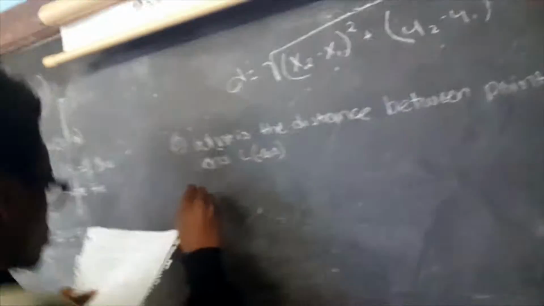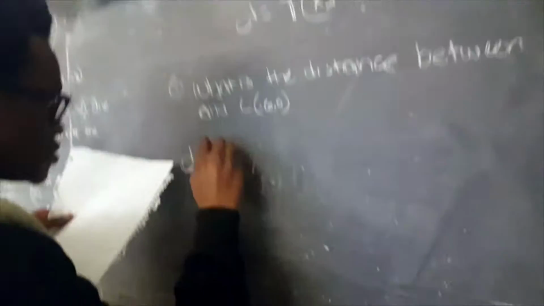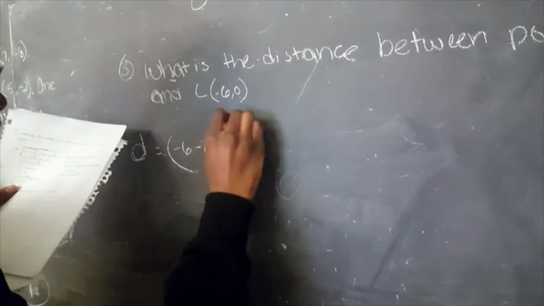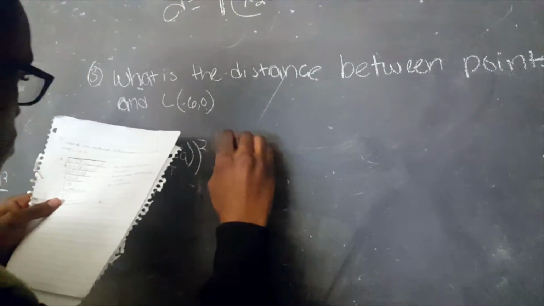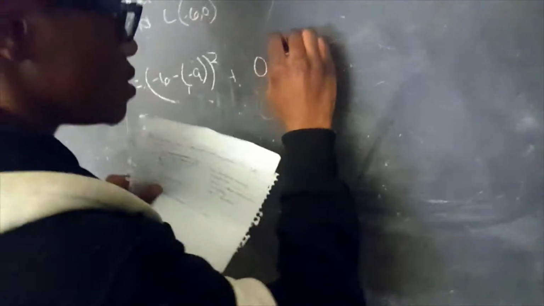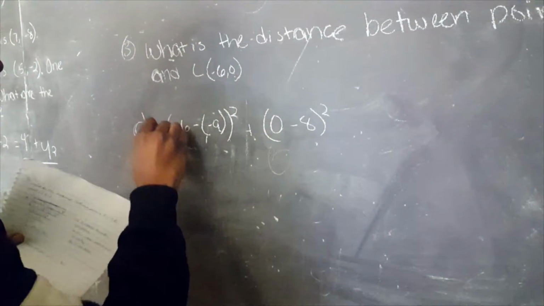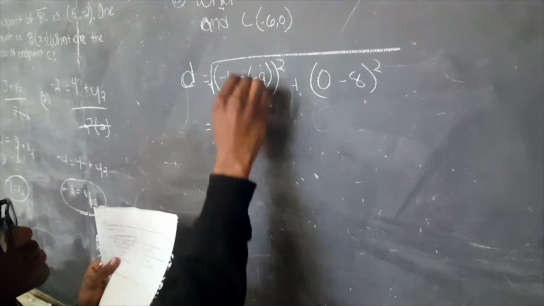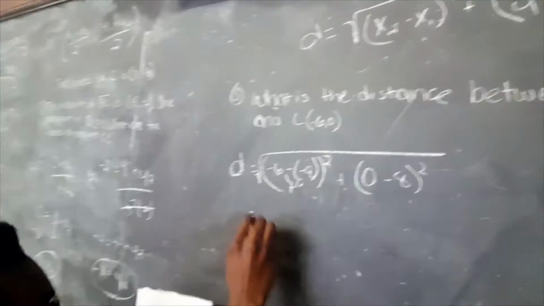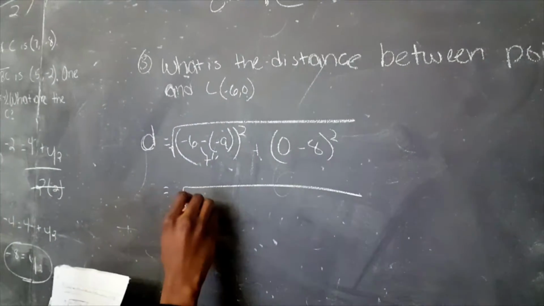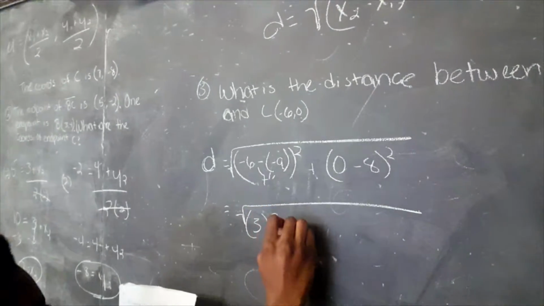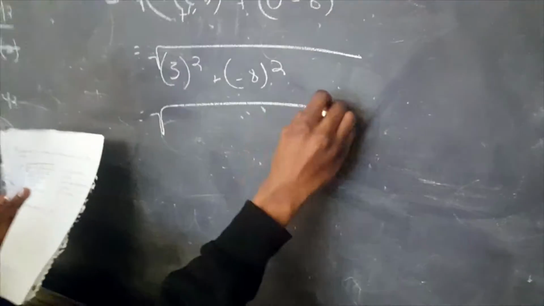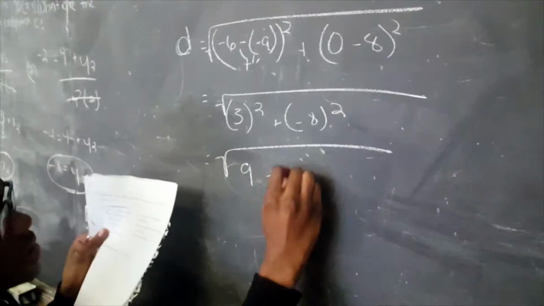And now to substitute the values, you would have distance equals -6 minus 9 squared plus 0 minus 8 squared, all within a radical. When you simplify that, this would become positive, and you would have, all within the radical, 3 squared plus -8 squared. That would equal 9 plus 64.